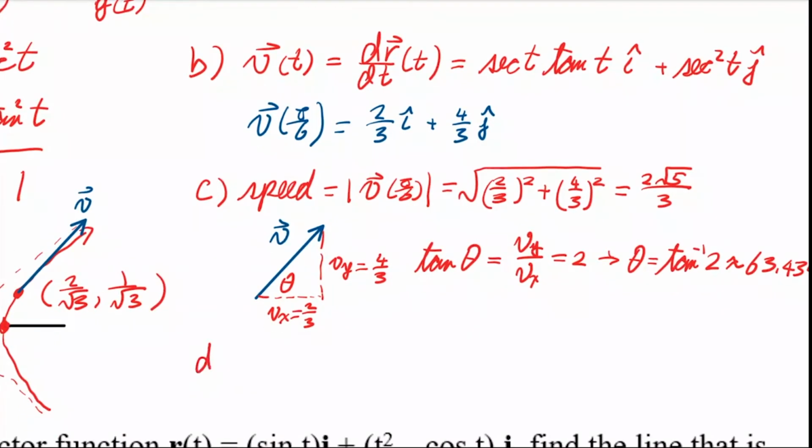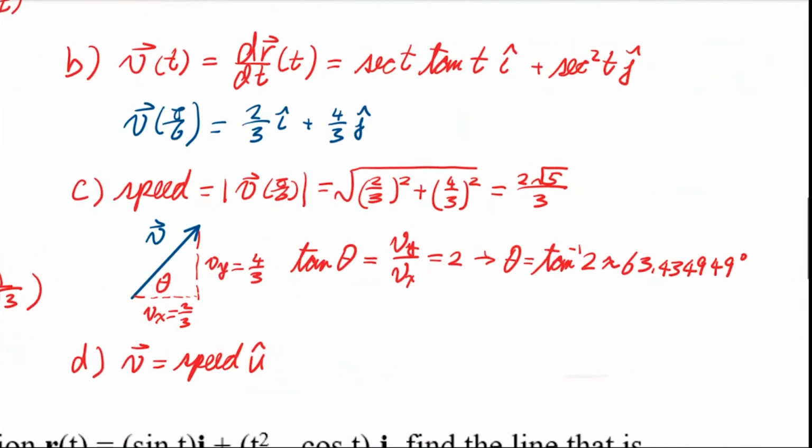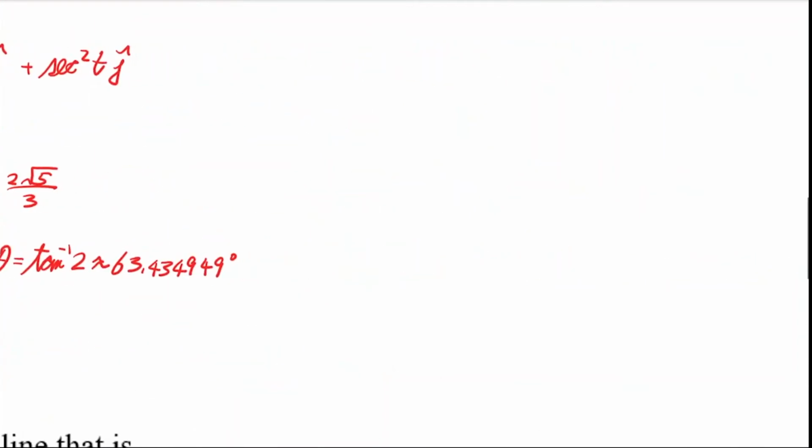D is the weird concept. Can we write this V back as speed times some kind of unit vector? What does that even mean? Okay, we'll come back to this, but let me briefly explain what that concept is.